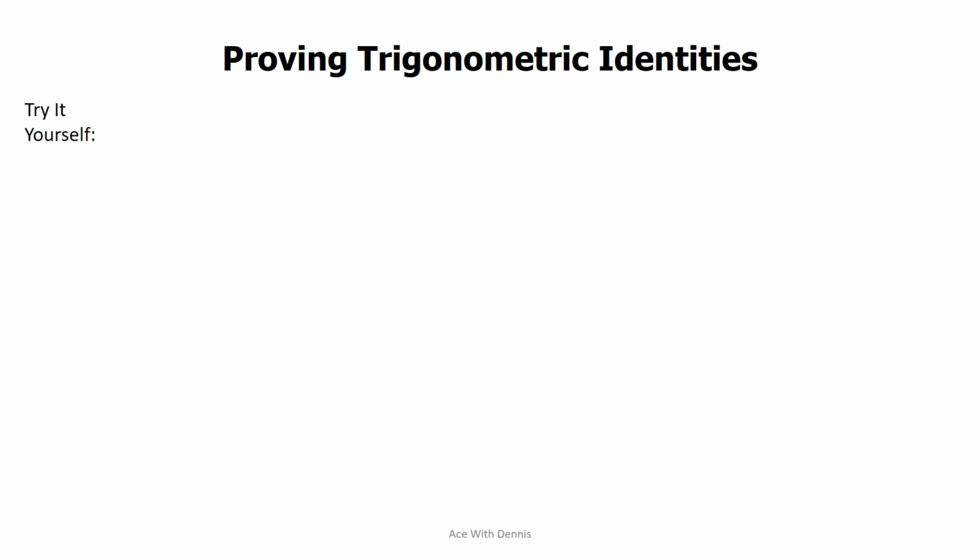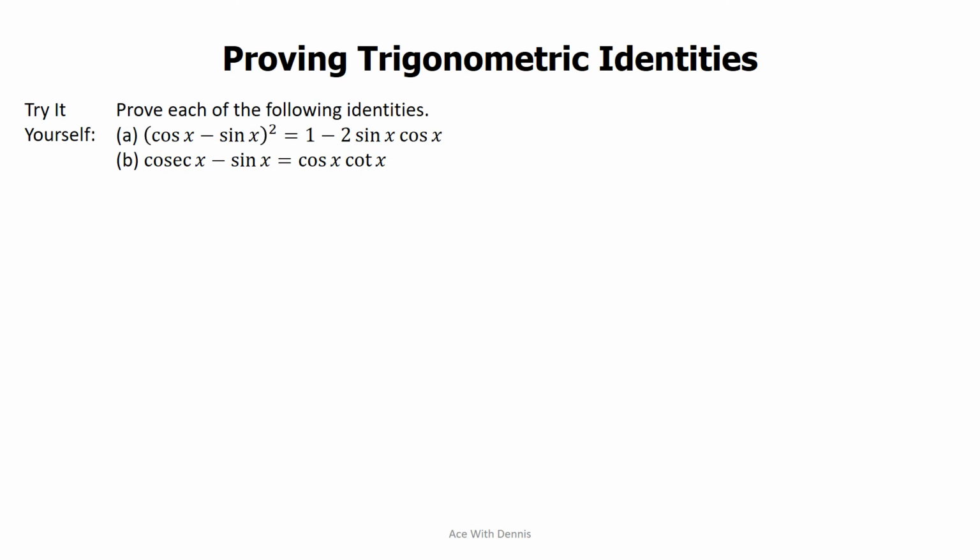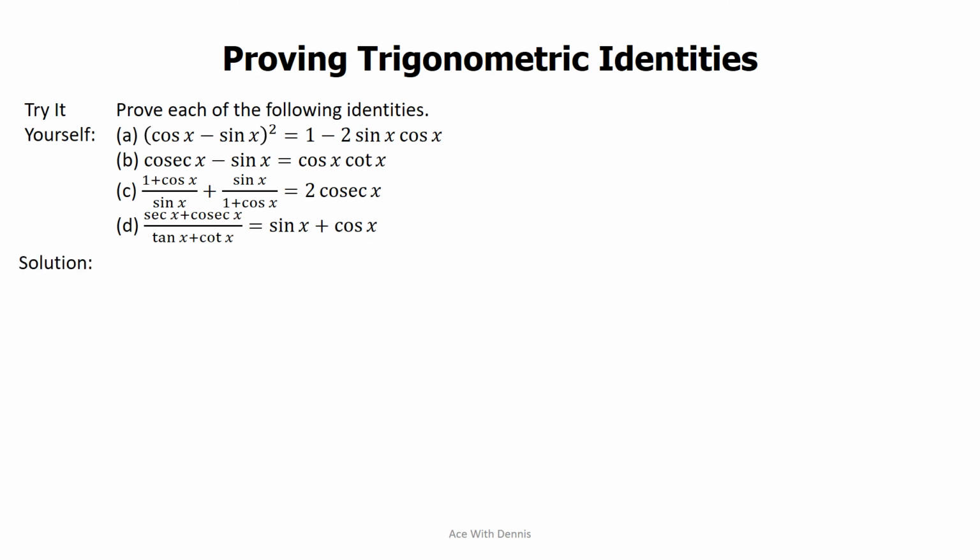Now it's your turn to try similar examples yourself. Prove each of the following identities. A. (Cosine x minus sine x) square equals 1 minus 2 sine x cosine x. B. Cosecant x minus sine x equals cosine x cotangent x. C. (1 plus cosine x) over sine x plus sine x over (1 plus cosine x) equals 2 cosecant x. D. (Secant x plus cosecant x) over (tangent x plus cotangent x) equals sine x plus cosine x. You can pause the video and try to solve it yourself.